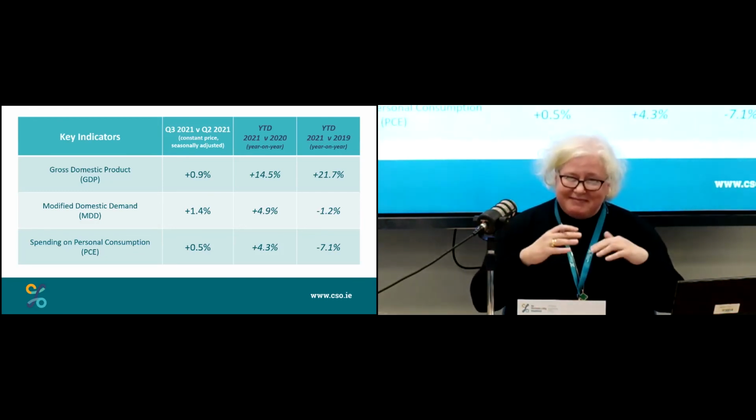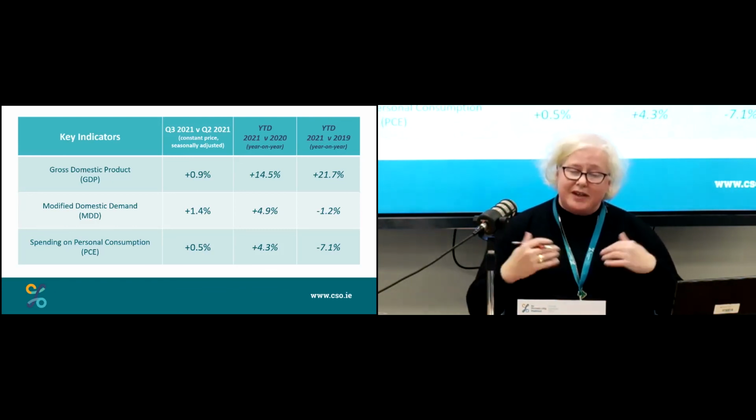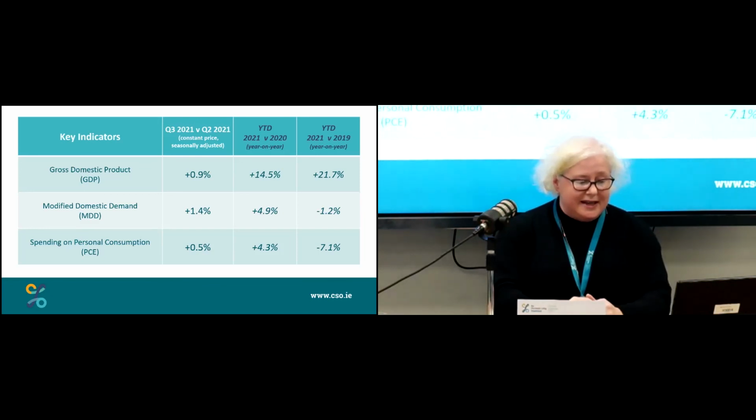Looking at our modified indicator there, modified domestic demand, which covers personal consumption and expenditure, government expenditure and spending on investment as well, but excludes the impact of IP and aircraft. Quarter on quarter, we're up 1.4%. I think it's a helpful indicator of underlying domestic demand.